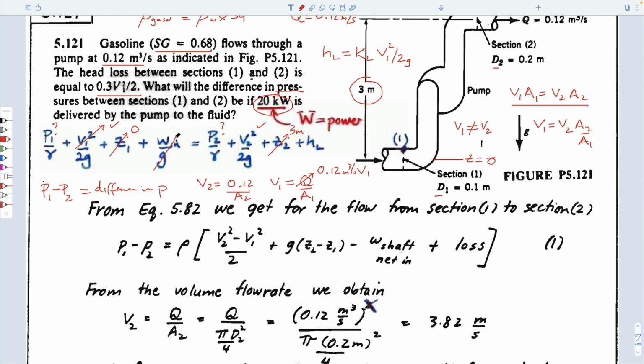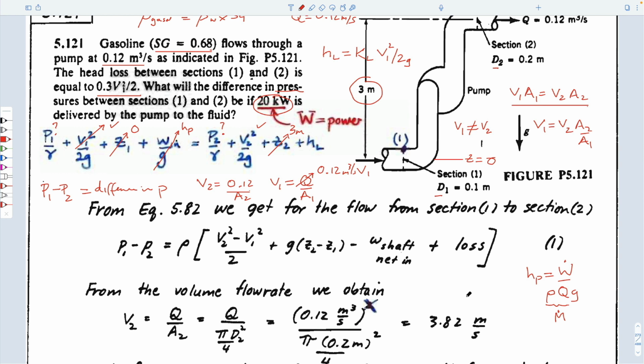And I hate writing things like this because I never use this. This obviously is HP. I like to write HP is equal to watts over density, volumetric flow rate, and G. This term here is mass flow rate, what we've called m dot. So density times volumetric flow rate, kilograms per meter cubed times cubic meters per second, is kilograms per second. So this is m dot times G. I just find it easier. And this is power, so 20 kilowatts is power in the system.